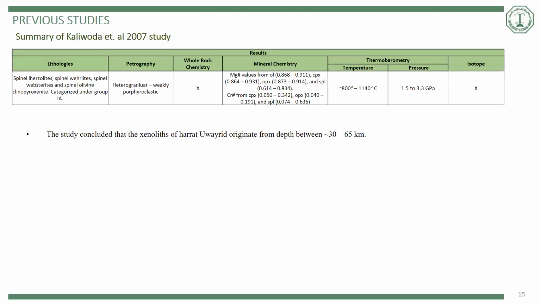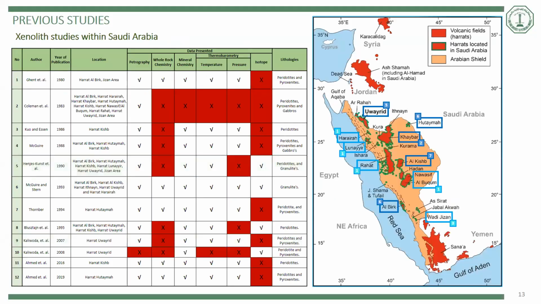So I've discussed this with my colleagues. They say that there are also like, but there aren't any cinder cones that are associated with the xenoliths on the other side of the Red Sea, as far as I know.